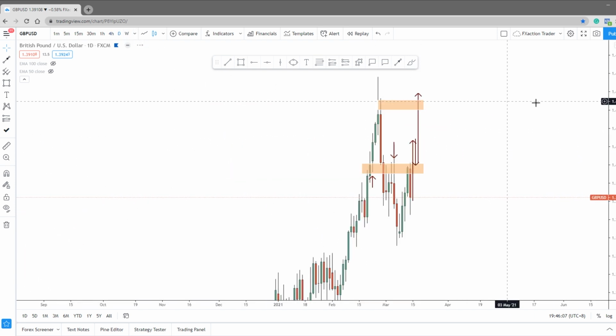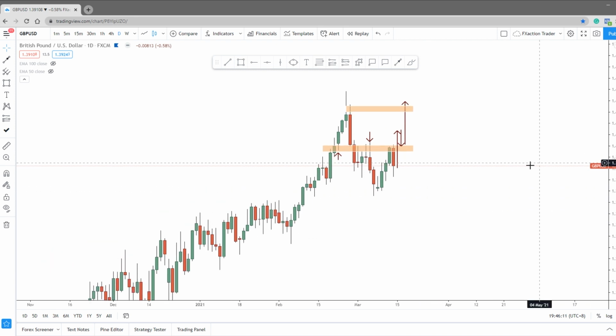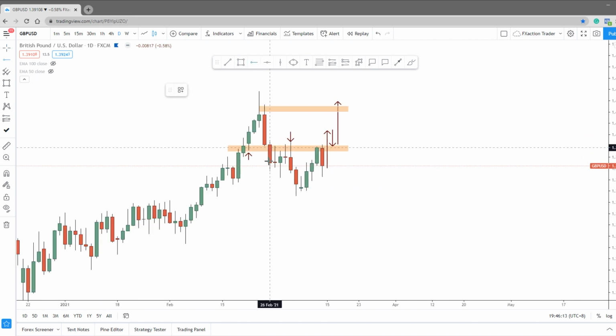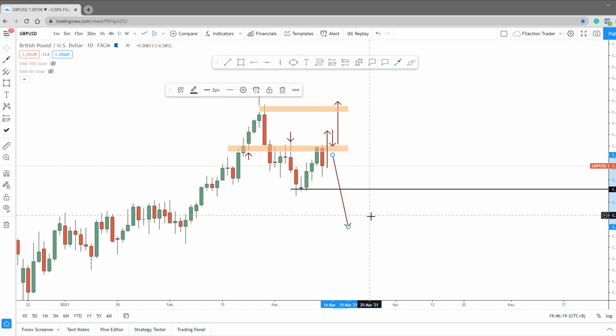So what if the market decides to go down? If the market decides to go down, it will still need to break this previous low in order for a downtrend to be valid.